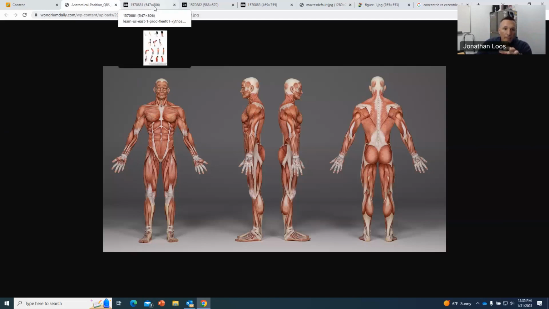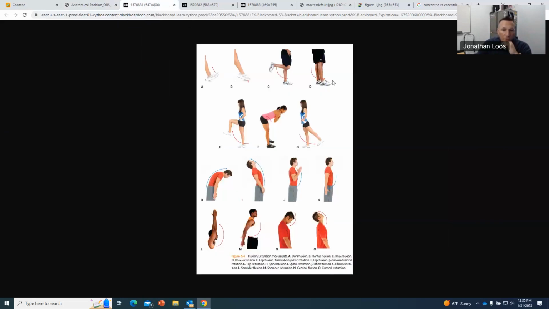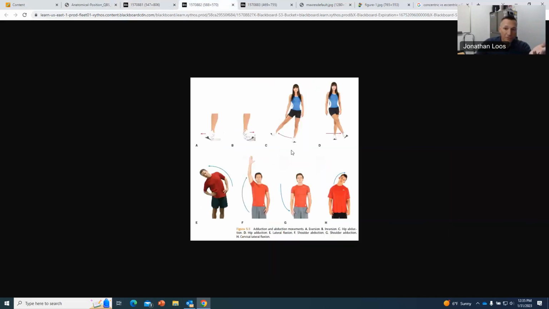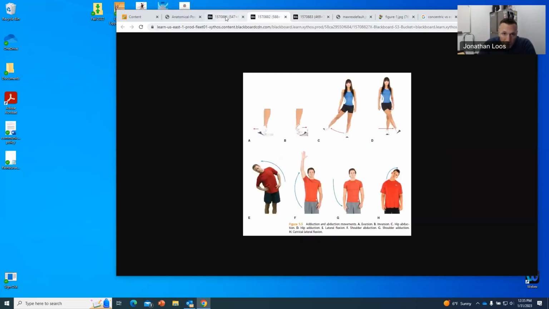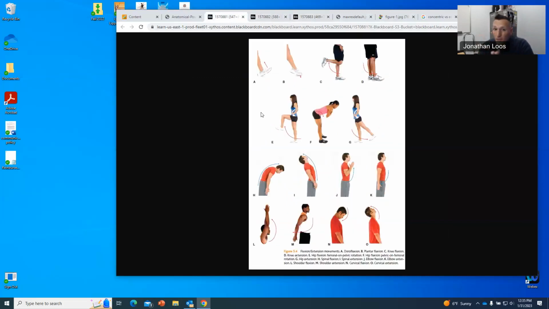From these images that are in your Blackboard shell, we're doing all of the joint actions. Everything you can do in the sagittal plane: ankle dorsiflexion, plantar flexion, knee extension, hip flexion, hip extension, trunk flexion, extension, and so forth. This is everything you can do in the frontal plane: abduction, adduction, lateral flexion. And then everything you can do in the transverse plane: internal, external rotation, wrist supination, pronation, internal, external shoulder rotation, horizontal adduction, horizontal abduction, and so forth. These are the joint actions for the 3 planes. And what you see is always what you get.